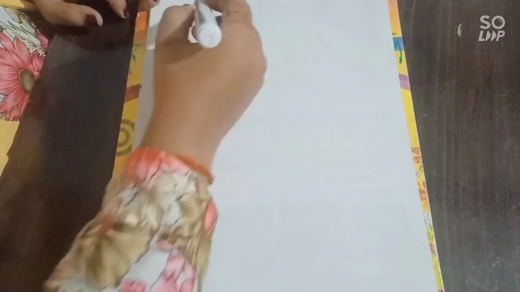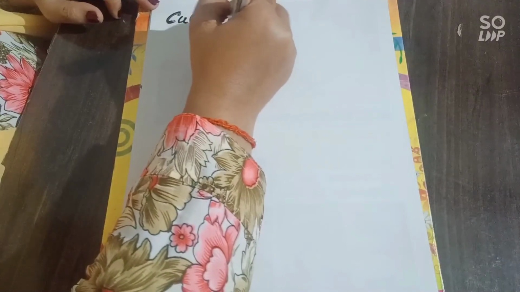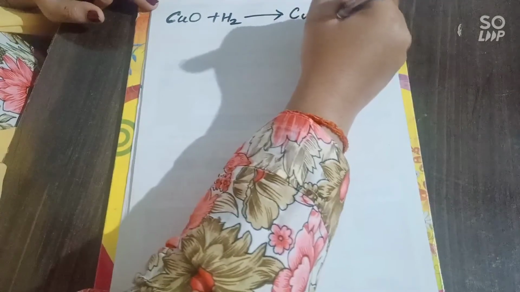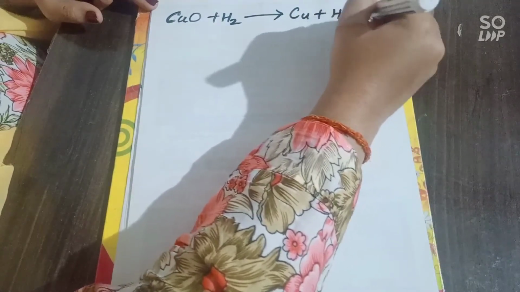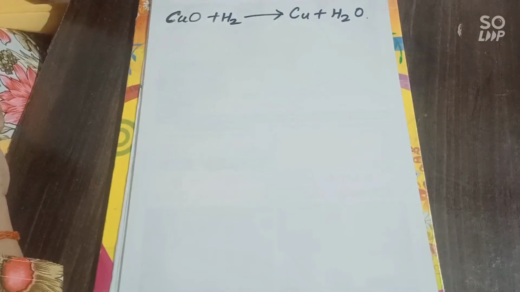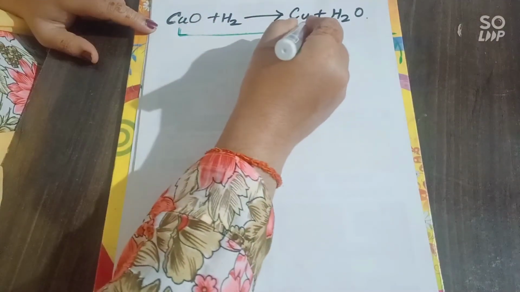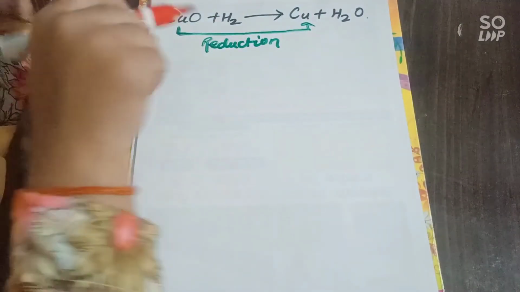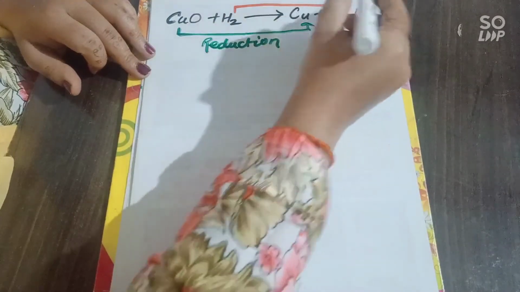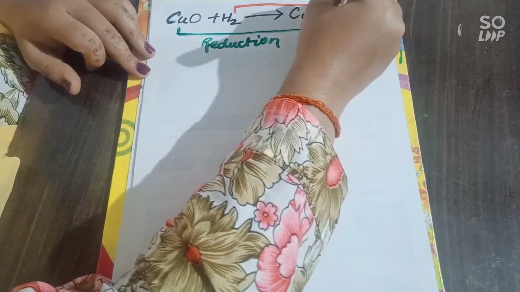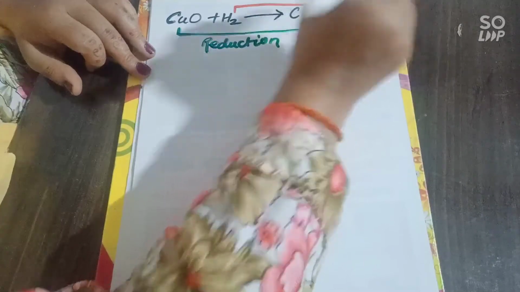Next example is copper oxide reacting with hydrogen to give copper and water vapor. First of all, identify where oxidation is occurring and where reduction is occurring. Reduction occurs here. Oxidation occurs here.